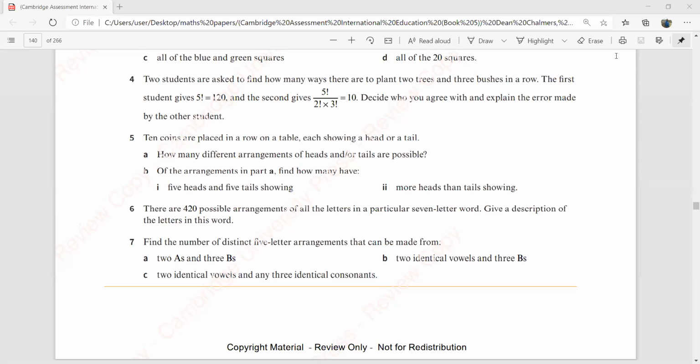Now, for example, if I say that these trees are the mango trees, okay? 2 mango trees and 3 bushes are, for example, rose bushes, okay? So, now if you are clear that these are 2 mango trees and these are 3 rose bushes, which one do you think is correct now? Is this 5 factorial the correct answer, or this 5 factorial over 3 factorial into 2 factorial?